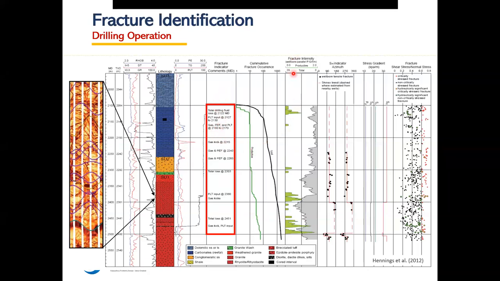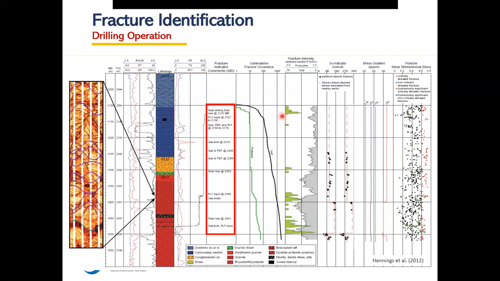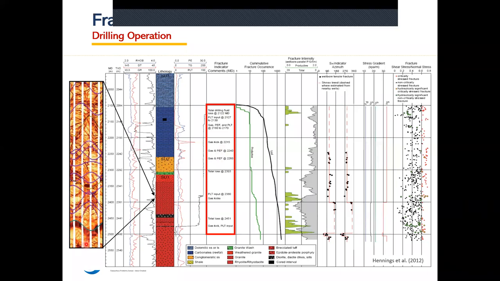For example, in this column, we see the fracture intensity log derived from the image log. So this is the point where they see the fracture intensity 2, 3, and 4. The highest fracture intensity is in the basement and slightly decreases upward before increasing again at the top of the carbonates. So what they got is the sum of the total loss, gas kick, and dynamic losses in the reservoir. This is the image log of the fractures in the basement, a very highly fractured basement.